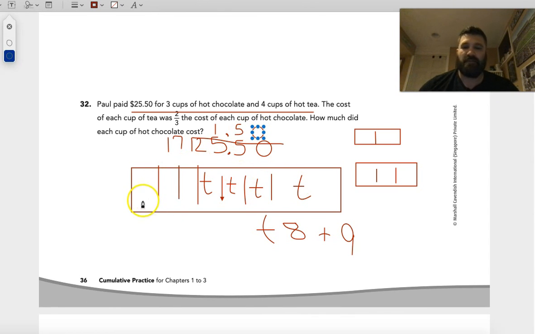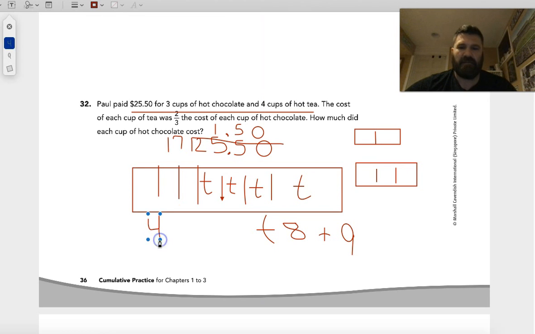So if we only need 3 of them, well, $1.50 plus $1.50 plus $1.50, because it wants hot chocolate, right? And this is hot chocolate. So $1.50 plus $1.50 plus $1.50 is $4.50. Hopefully I did enough work for you out of that.